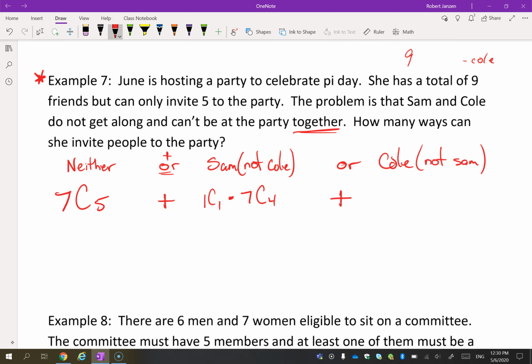Or, okay, we're going to invite Cole, and then 7 other friends, choose 4. Okay, so 7 choose 5. I think that's 21. Let's quickly check. Yeah, 21 plus 7 choose 4. I think that's 35. And so you get 91 ways to invite your friends.